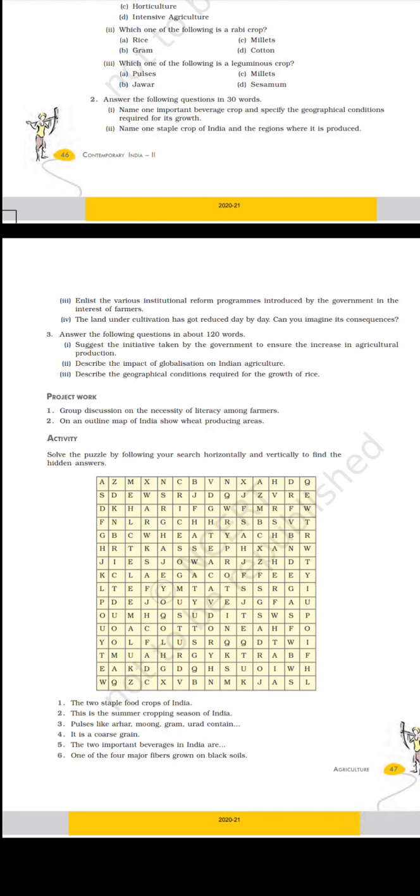Project work. Group discussion on the necessity of literacy among farmers. On an outline map of India show wheat producing areas. Activity. Solve the puzzles by following your search horizontally and vertically to find the hidden answers. The two staple food crops of India. This is the summer cropping season of India. Pulses like arhar, moong, gram, urad contain. It is a coarse grain. The two important beverages in India are. One of the four major fibers grown on black soils.